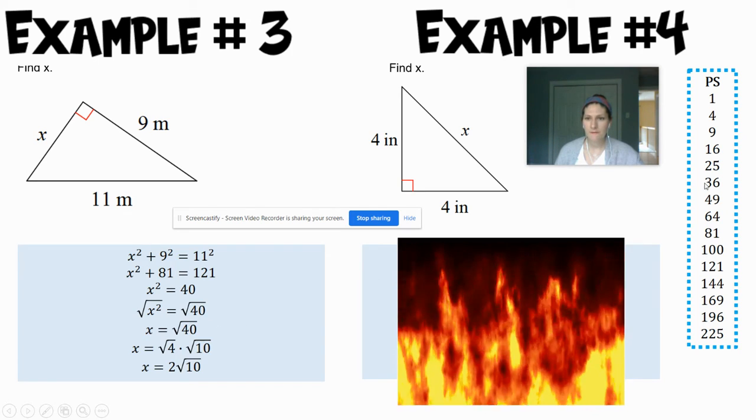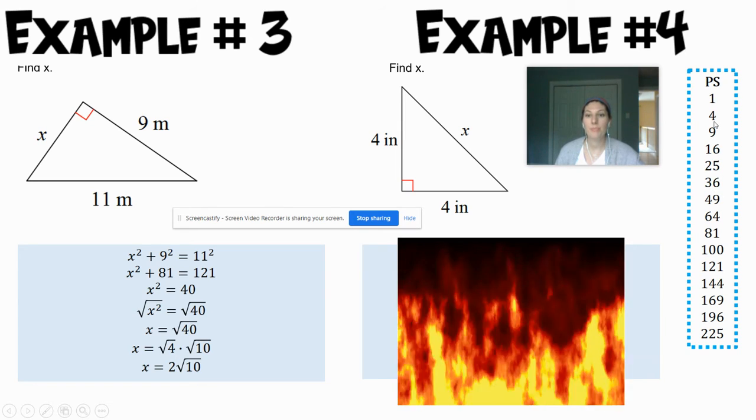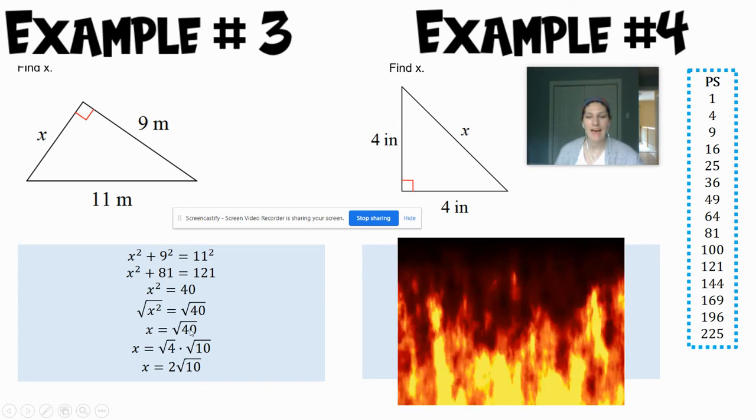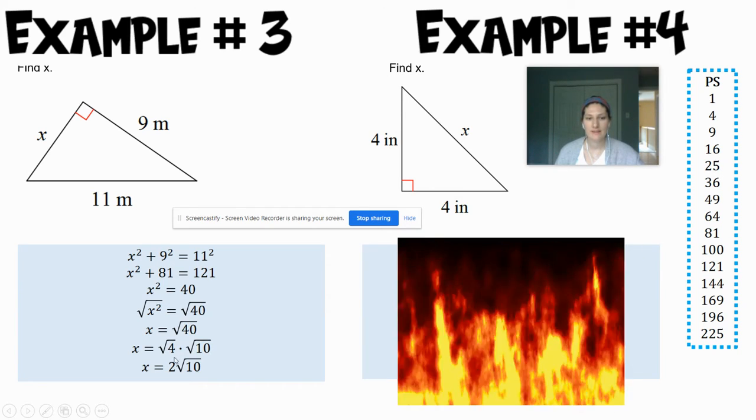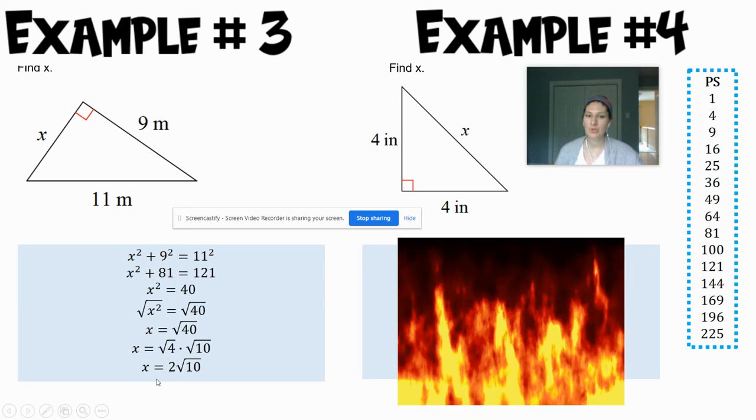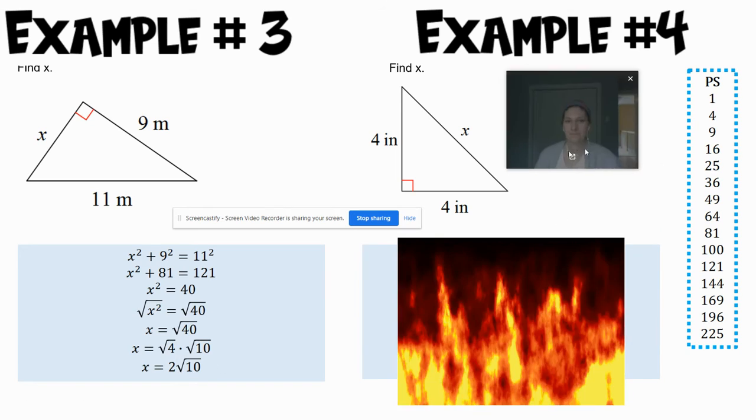So I look at the number 40, it falls right here, and I work backwards to find the biggest perfect square factor of the number 40. It would be 4 times 10. Square root of 4 is just 2, so my final answer is 2 root 10.